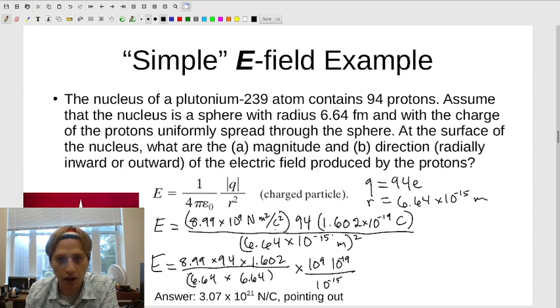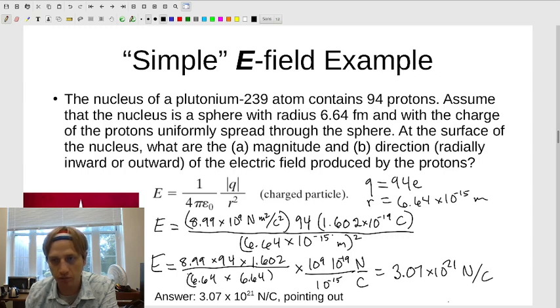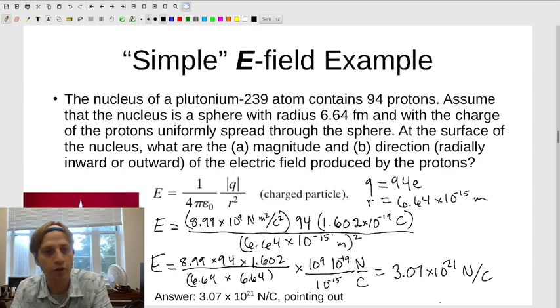The meters squared down here cancels out the meters squared up there, and one of the coulombs is canceled out, so we have the right units of newtons per coulomb. You can stick in the numbers and find that we get 3.07 times 10 to the 21st newtons per coulomb. And of course, because it's positive charge, it's pointing outward.